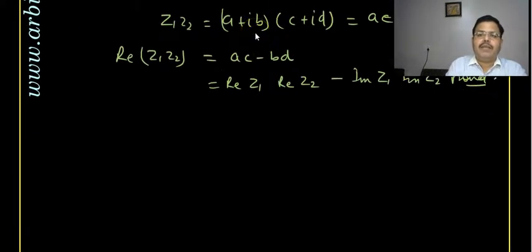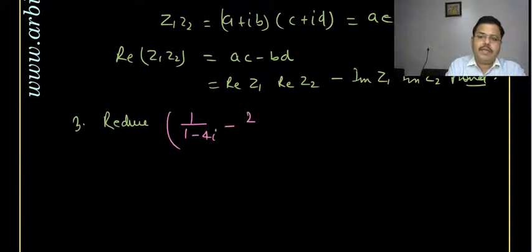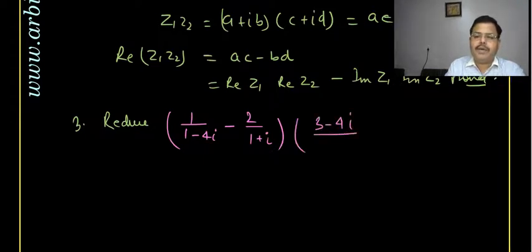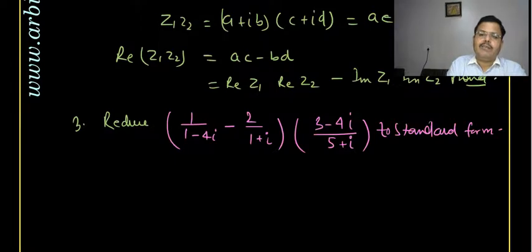Now question number 3 is there, and question number 3 will be like this: reduce 1 upon 1 minus 4 iota minus 2 upon 1 plus iota, and 3 minus 4 iota divided by 5 plus iota, into, to the standard form, which is a plus iota b. So we will have to prove this.